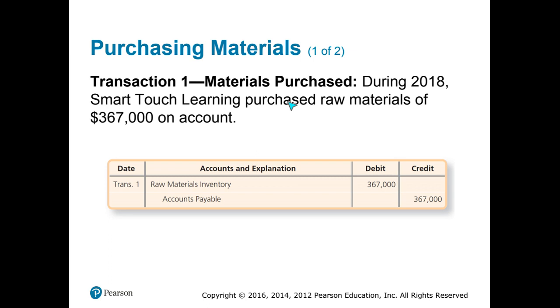So the purchase is recorded as a debit to raw materials inventory of $367,000 and a credit to accounts payable for $367,000. And in your book, it also shows the T account for raw materials inventory. And so you'll see that we started with a debit balance of $70,000, and then we debited $367,000 from raw materials inventory. We took the debit in our journal entry and we debited it in our T account.